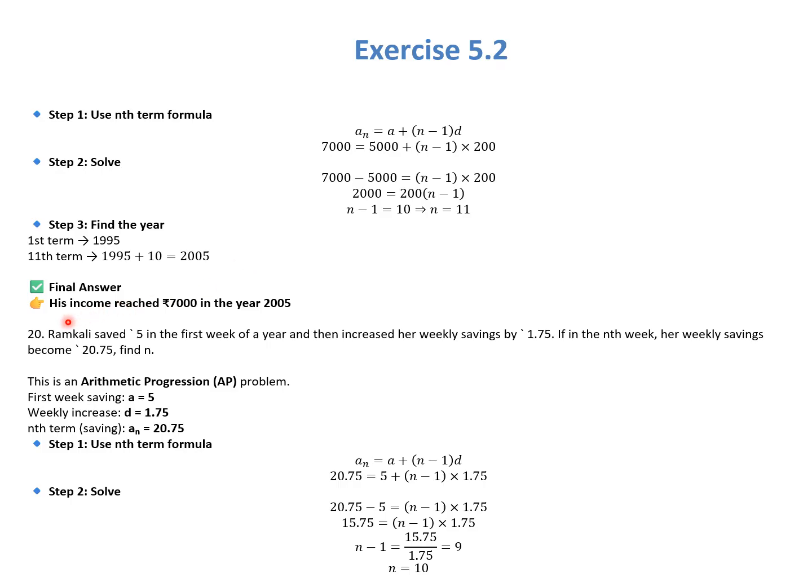Final answer: his income reached 7,000 in year 2005. See why we have to put, we have to find the value of n, which is equal to 11. So the 11th term is equal to 7,000. The 11th term is equal to a plus 10d. We are already given that a is 5,000. So we have to find the value of the year in which his income would be 7,000.